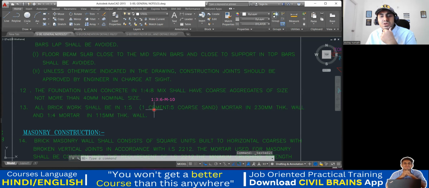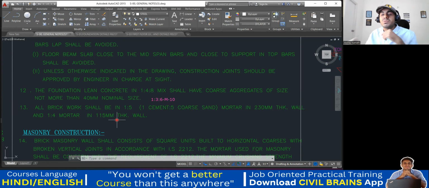That is 1 part of cement, 5 parts of coarse sand, mortar for a 230 thick wall, and 1:4 mortar in a 115 thick wall. That means you put up the brickwork, right? Usually if it is an outer brickwork, we go with 9 inch. If it is a partition brickwork, like if you have a bathroom where one part is for bath and the other is for the toilet area, you put a wall, right? That is called a partition wall. There you can use a 115 thick wall, that is a 4.5 inch wall.